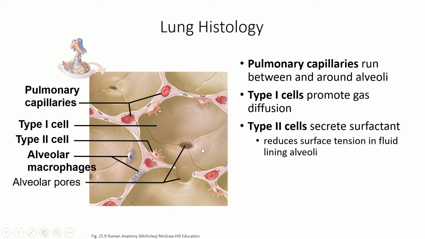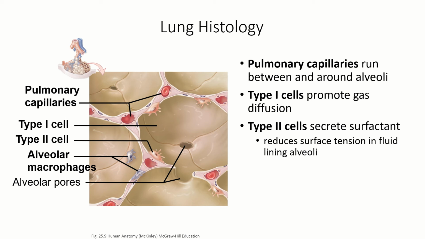The other type of cells are the type 2 cells. Those are these funky looking things right here. And these have a really, really important role to play. They secrete surfactant. Surfactant is a material that reduces surface tension in water, in any kind of fluid, but particularly in water. And this is really, really important in the alveoli.